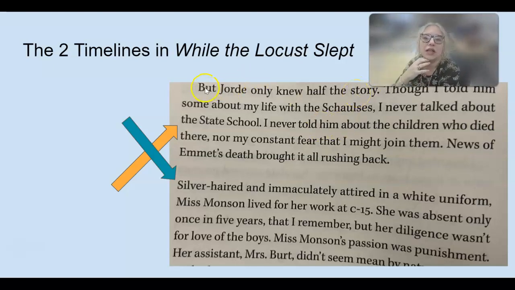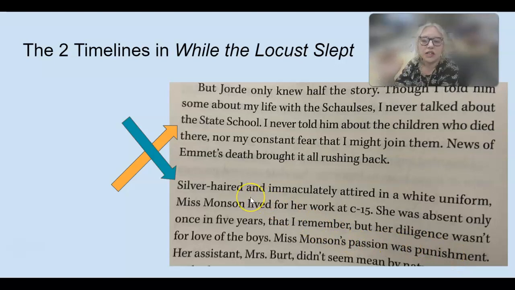Okay. So in this paragraph, we see, but Geordie only knew half the story, though I told him some about my life with the Shawls, as I never talked about the state school. I never told him about the children who died there, nor my constant fear that I might join them. News of Emmett's death brought it all rushing back. Silver-haired and immaculately attired in a white uniform, Miss Monson lived for her work at C-15. She was absent only once in 5 years that I remember, but her diligence wasn't for love of the boys. Miss Monson's passion was punishment.